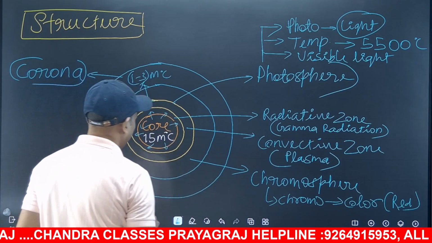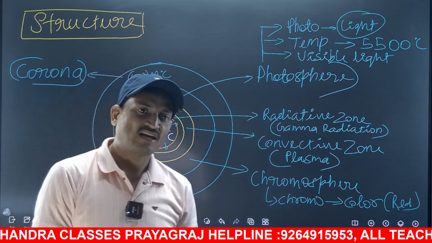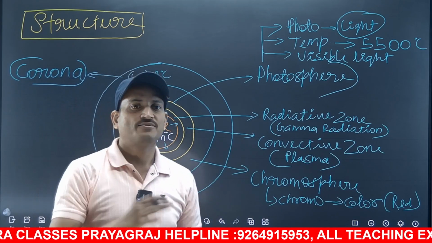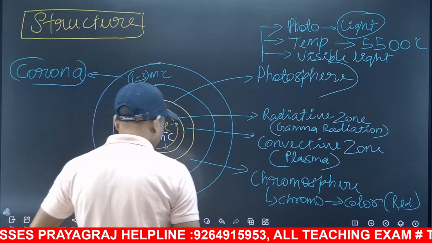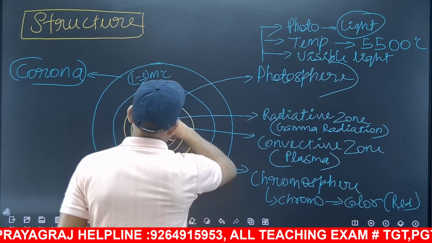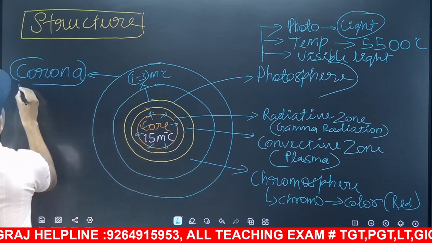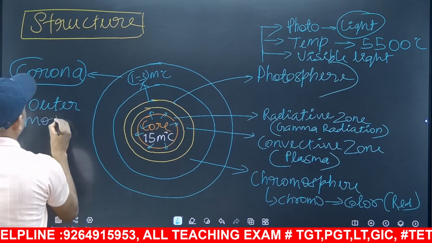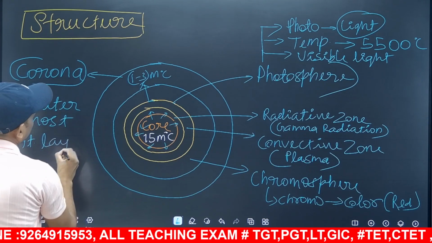So this is about the outermost layer, which glows like a crown and is visible like a crown during total solar eclipses. That's why it is known as corona. It was called corona by the observers. In Latin, corona means crown. So this is about the structure of the sun, various layers of the sun, atmosphere, etc. This corona is the outermost atmospheric layer of the sun.